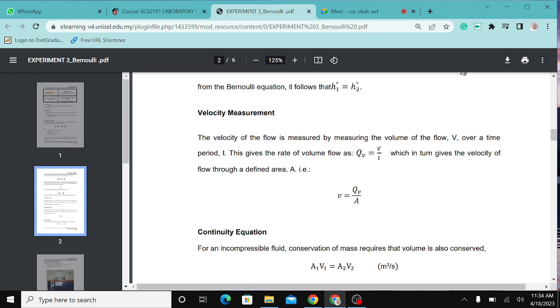So that means the rate of volume flow is given by this equation: QV is equal to capital V divided by t, which in turn gives the velocity of flow through some defined area. Defined area means that you should know what area is covered, you exactly know what kind of area is covered. If you are not sure which region the area covers, then it's not called a defined area. So the rate of volume is given by this equation, QV divided by A.